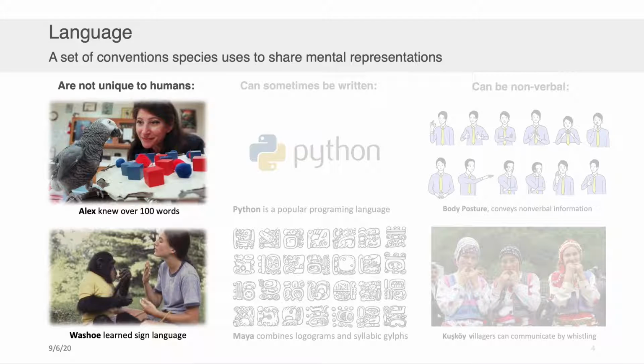So when we speak about language, what are we really talking about? Well, language is just a set of conventions that species use to share mental representations. And by the way, when I say species, I'm not just referring to us, obviously. I'm referring to birds, cats, dogs, wolves, you name it. All of those species have vocalizations of some kind, and they use those to convey information to each other that helps the survival of the species as a whole. So language is not just unique to humans.